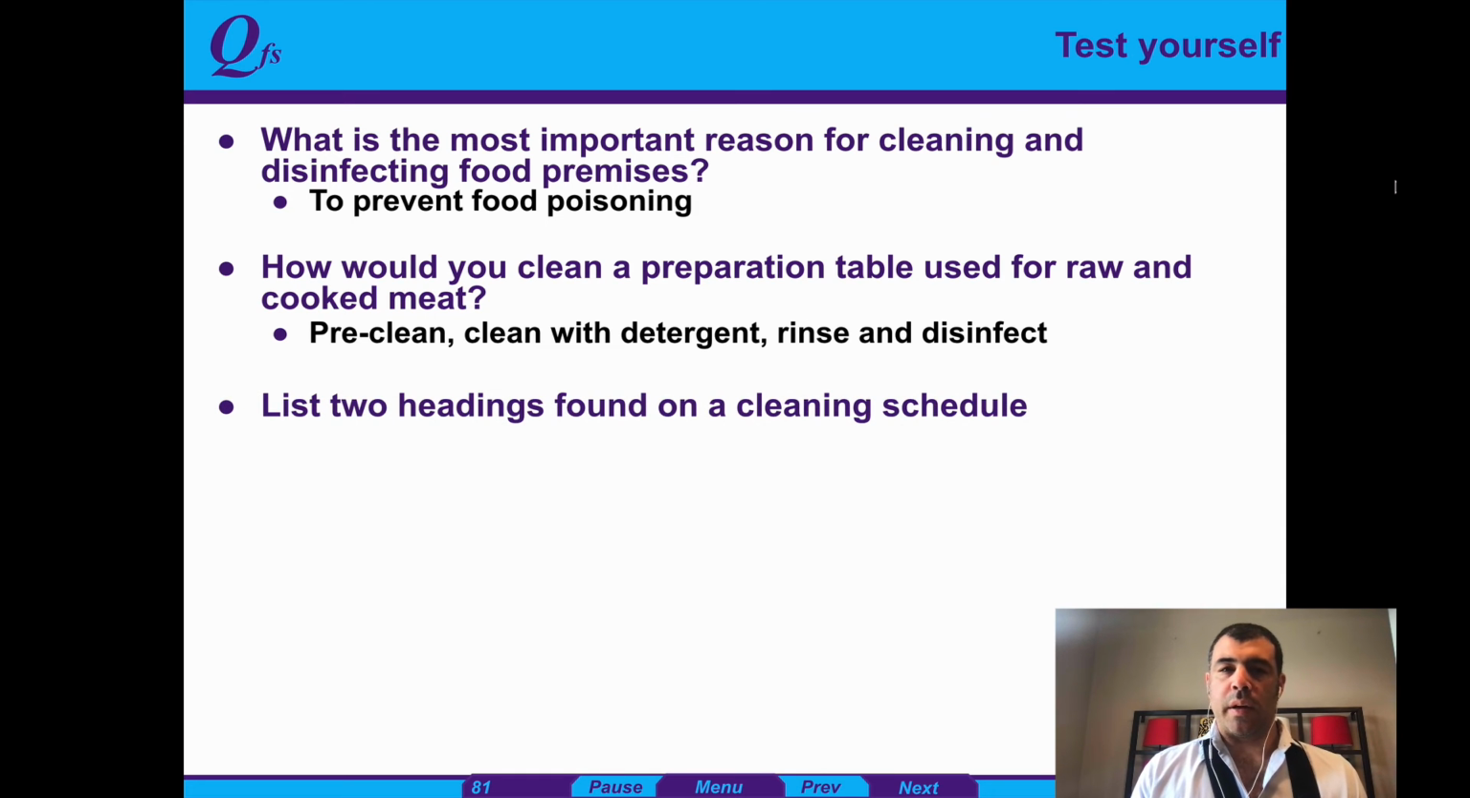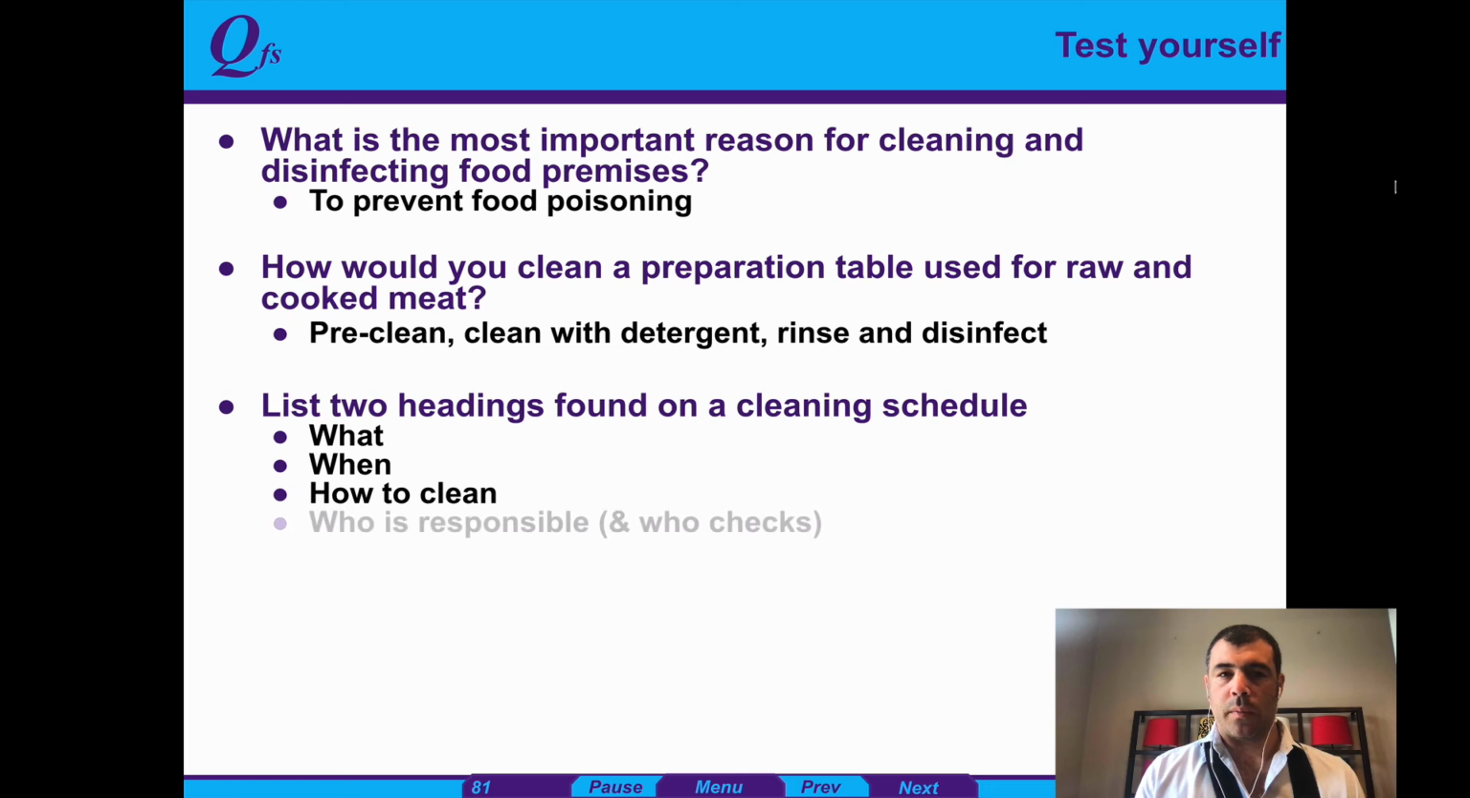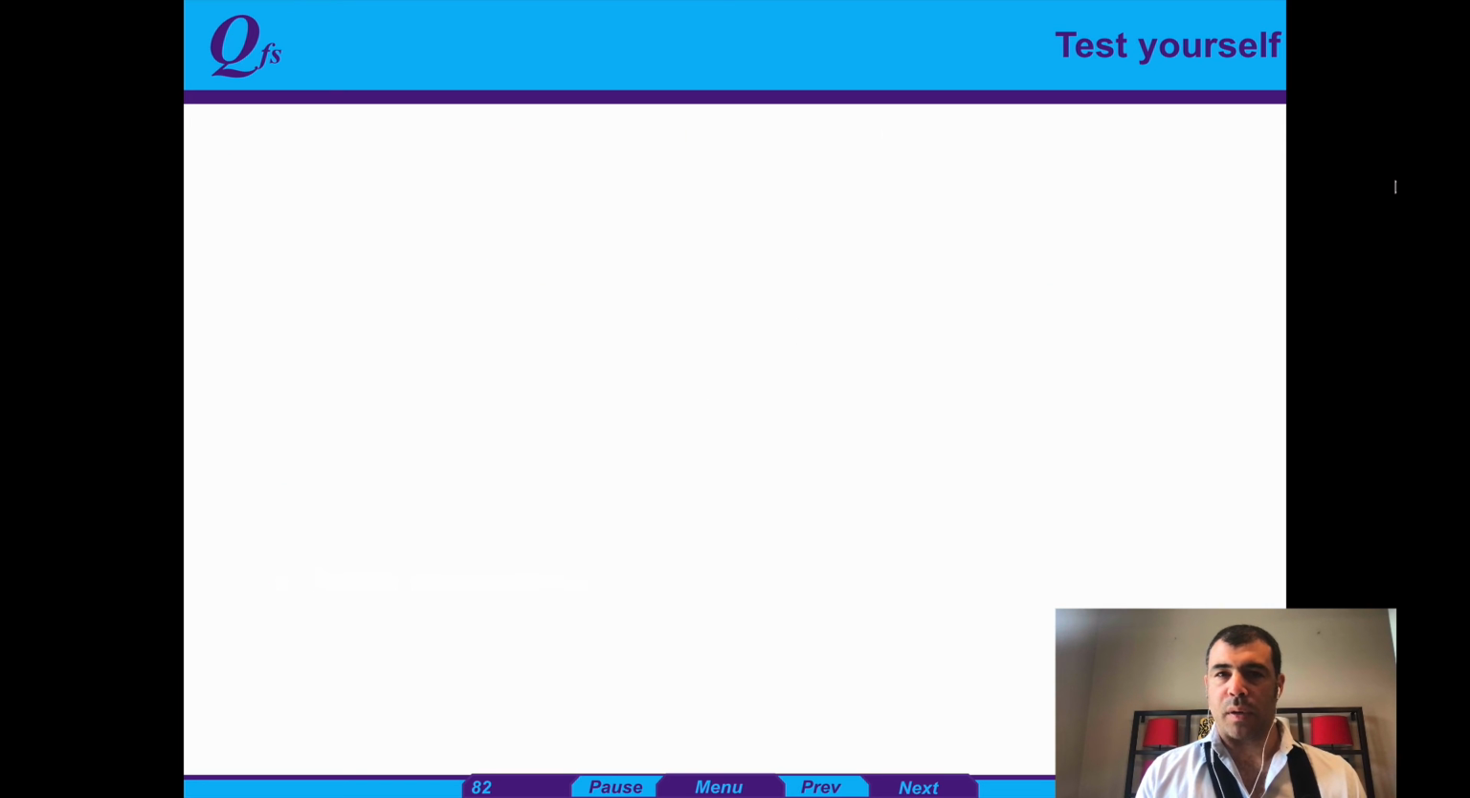List 2 headings found on a cleaning schedule. What, when, how, who is responsible, and who checks. I'll say it again, but the person who checks is not the person who does the task. Chemical and dilution, safety precautions.